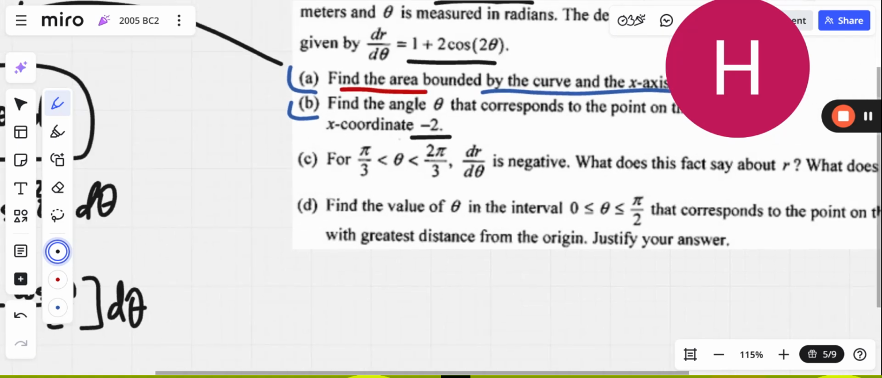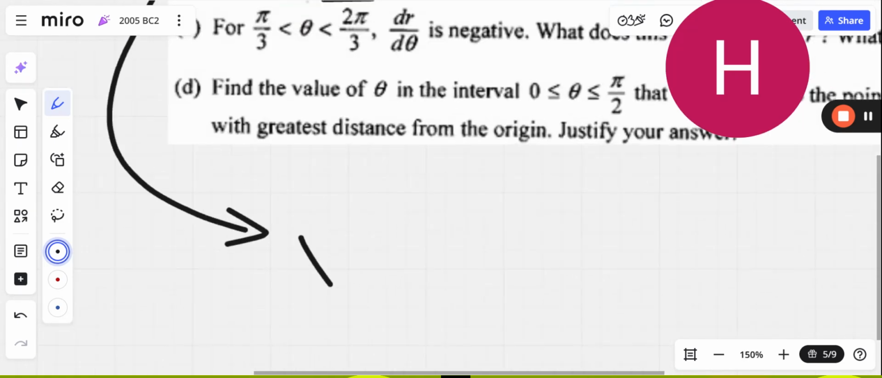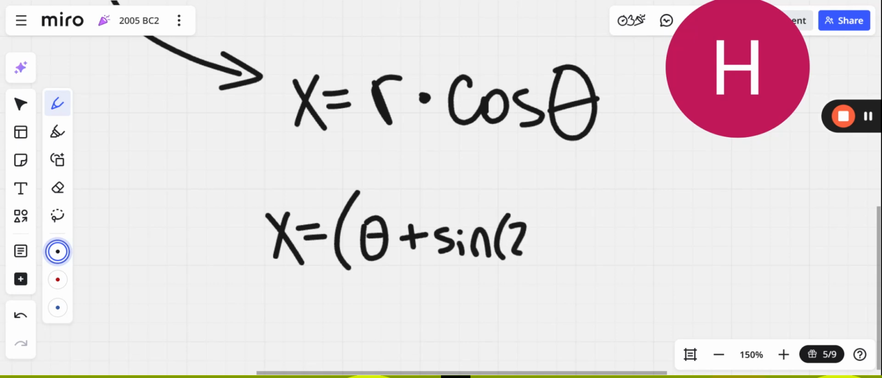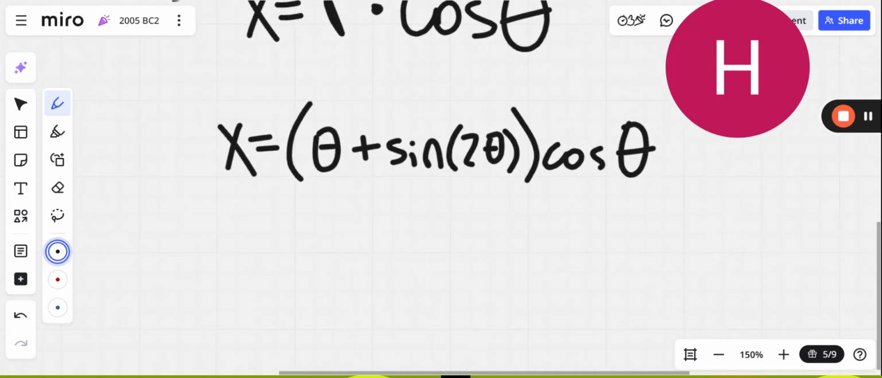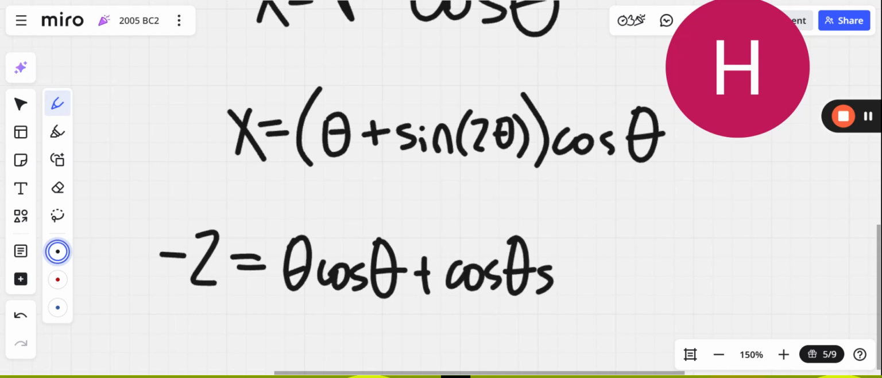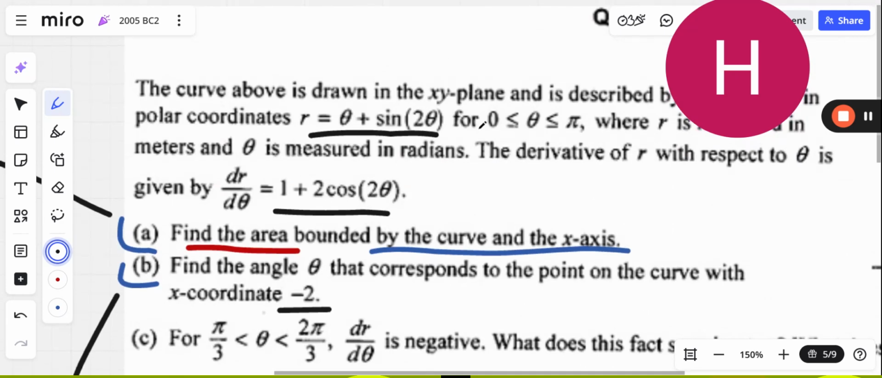Okay, so if x equals -2, got it. Remember that x is equal to r times cosine of theta, which means that the x-coordinate is defined by theta plus sine of 2 theta, but then all of this is times cosine theta, which is certainly not a particularly nice function. We would say -2 equals theta cos theta plus cos theta sine 2 theta. Yeah, not particularly nice. We're looking from 0 to pi, by the way.